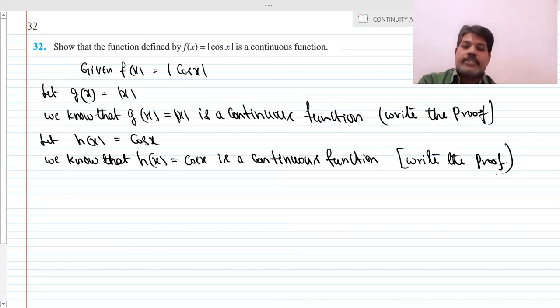So g of x is equal to mod x. We have to prove that g of x is a continuous function, that is, mod x is a continuous function. Next, h of x is equal to cos x. Already we have to prove that it is also a continuous function. After that, we know there is another condition. What is that condition?